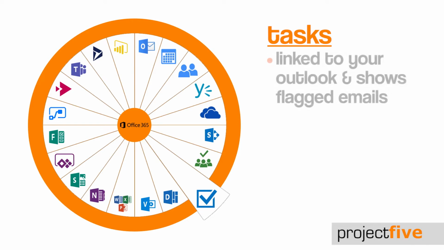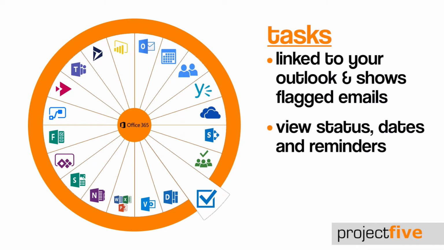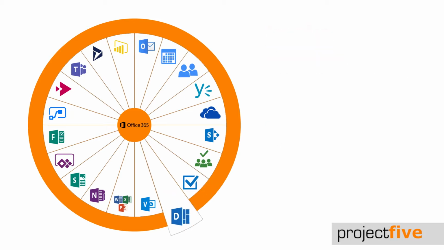Tasks is linked to your Outlook and it will show you all of your flagged emails. You can go into your Outlook and add tasks which will automatically sync to the application tasks. You can see the status of the task, the date completed, reminders and many other useful settings. The tasks that are overdue will turn red and to remove the task simply unflag the email. You can also assign tasks to other people.